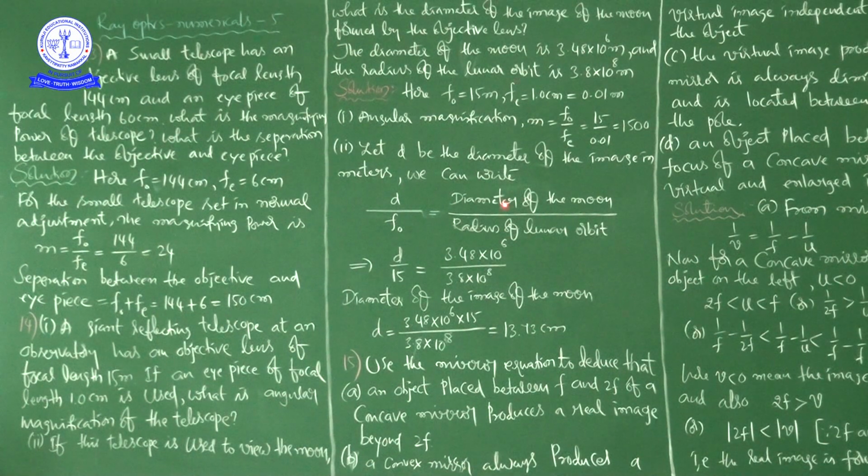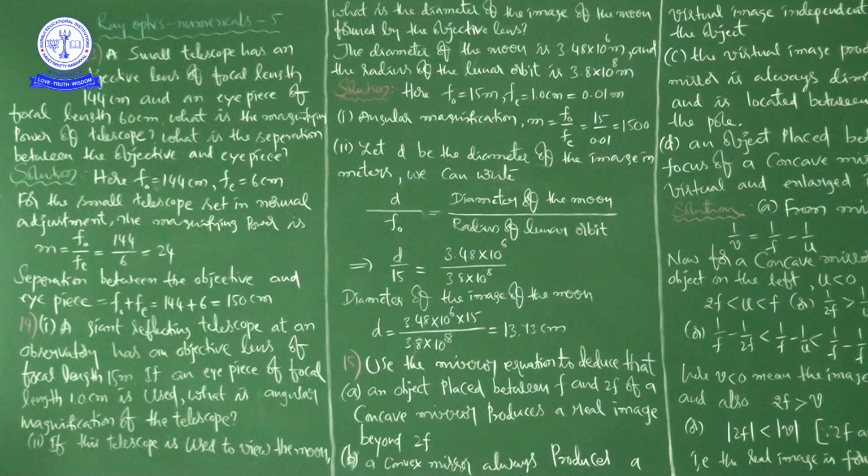So we substitute: 15 meters is f naught, and the diameter of the moon according to the given problem is 3.48 into 10 to the power of 6, divided by the radius of the lunar orbit, 3.8 into 10 to the power of 8. Do this mathematically: if you take the 15 to that side, 3.48 into 10 to the power of 6 into 15 divided by 3.8 into 10 to the power of 8. So what is small d here? Small d is equal to 13.73.